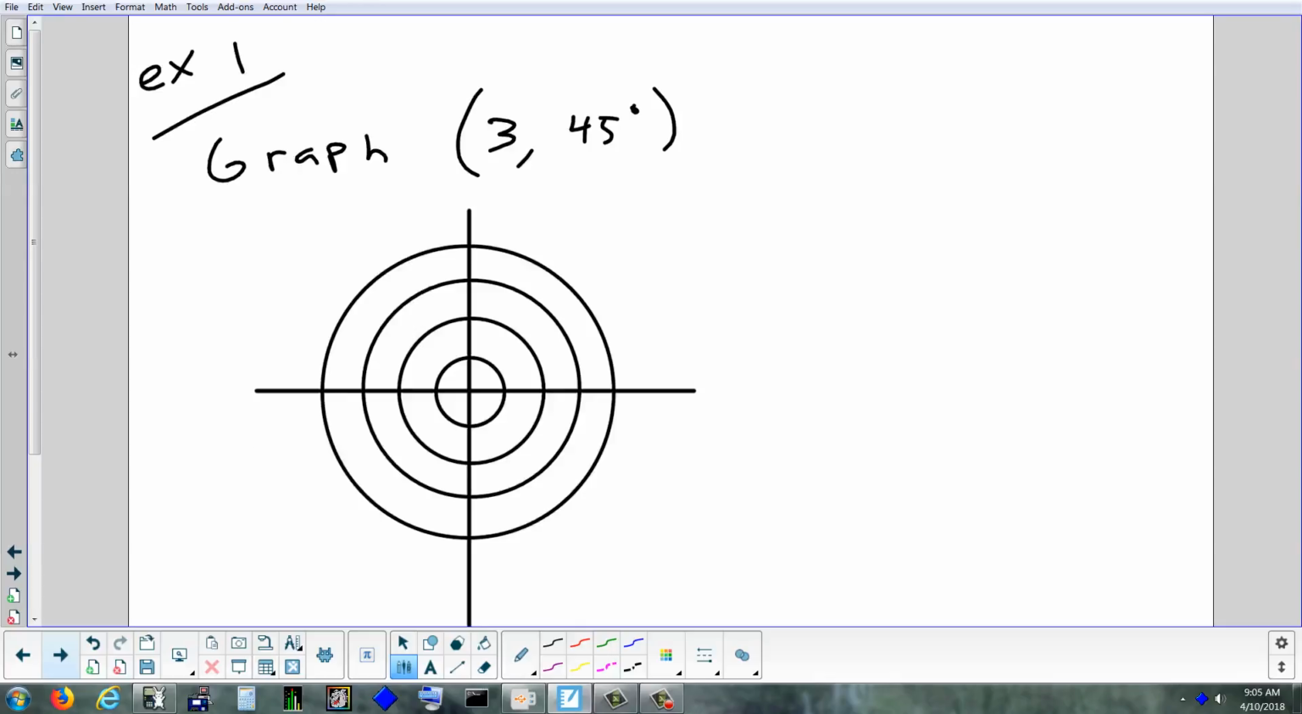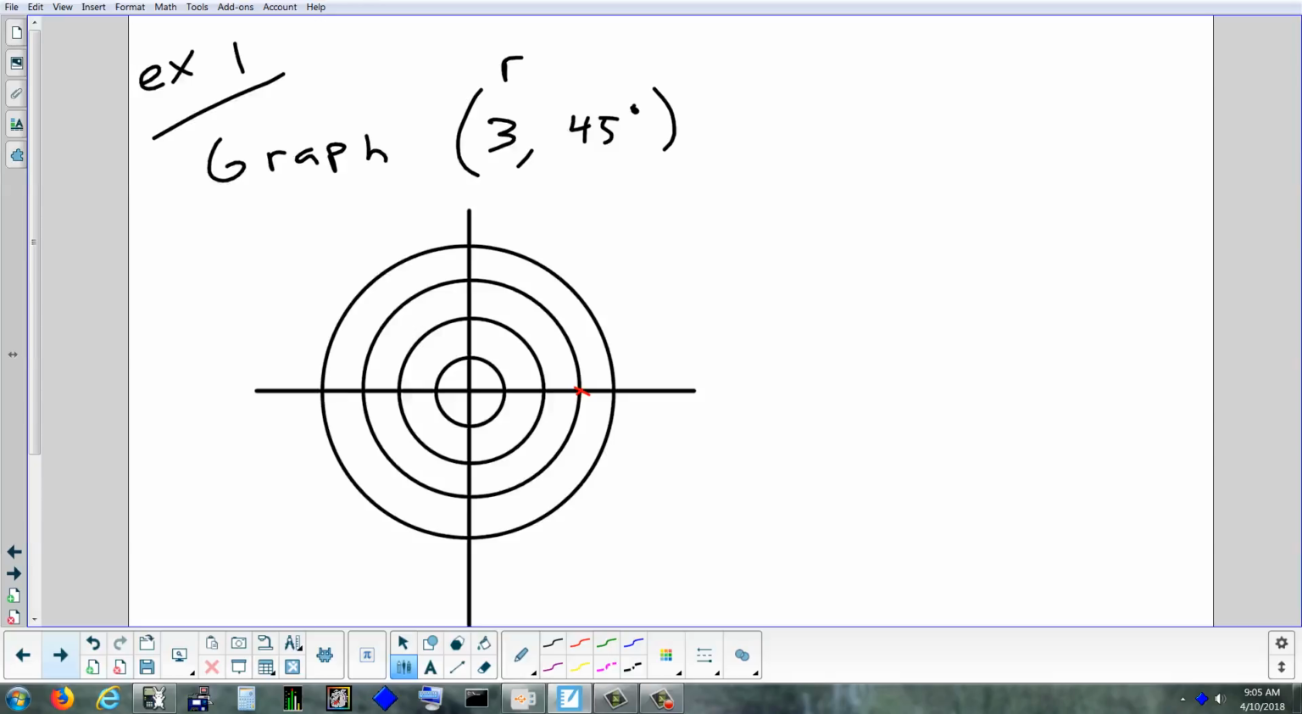Okay, so (3, 45). So let's start with our radius. Shauna, what's my radius here? 3. Yep. Radius is always the first number. And it's telling me to move 3 units from the origin. And which way do I move? To the right or to the left? The right. To the right. So I'm going to put a little X there. I'm going to erase that in a second. But that's just to remind me, okay, I'm going to start from there. And now I'm going to go 45 degrees. But I have to decide if it's clockwise or counterclockwise.